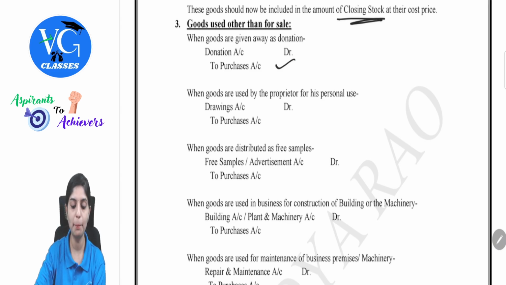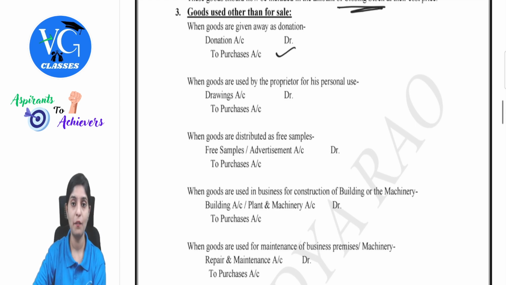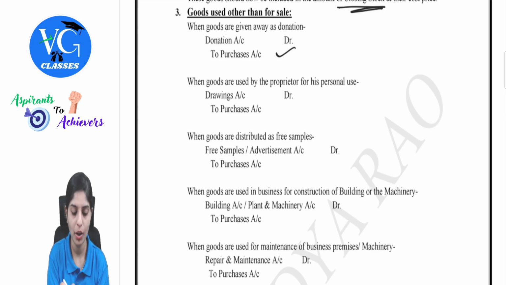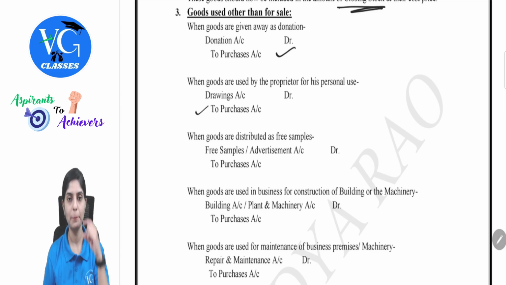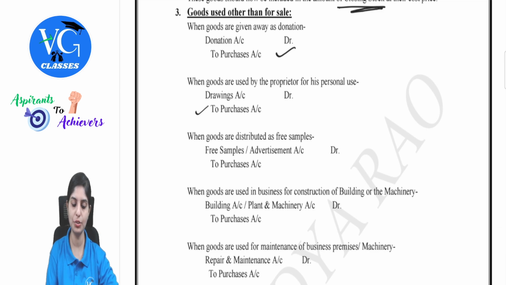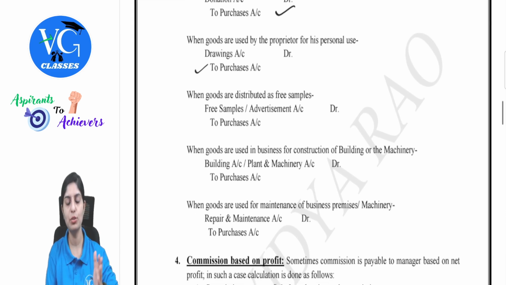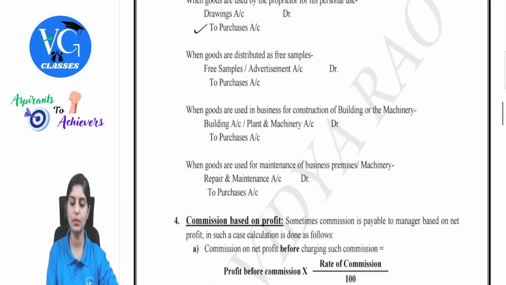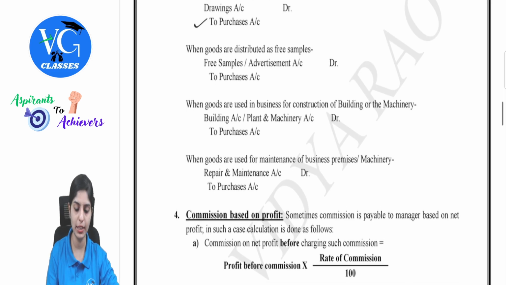When goods are used by the proprietor for his personal use, normal, very common journal entries we see, drawings account debit to purchases. When we are reflecting this entry, you should also be aware that what impacts it creates in final account. When it is drawings to purchases, your drawings balance will increase, purchase balance will come down. When goods are distributed as free samples or advertisement, advertisement account debit to purchases account. When goods are used in the business for construction of building or the machinery, you will debit the respective asset account, building or machinery to purchases account.